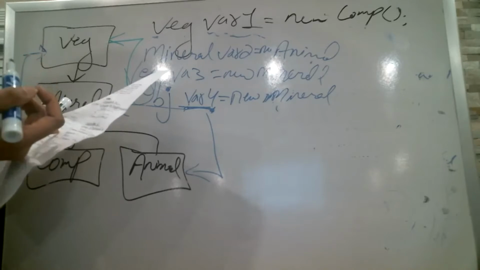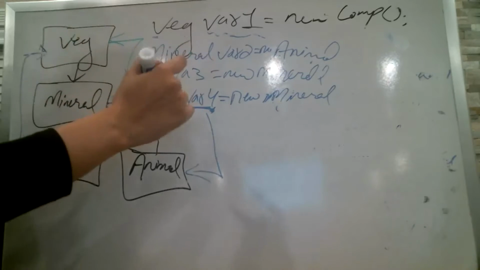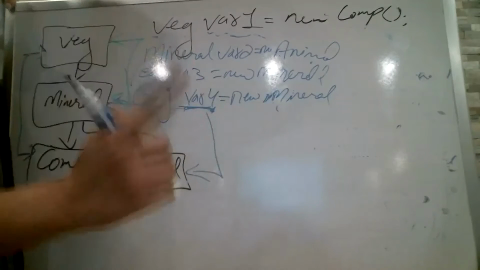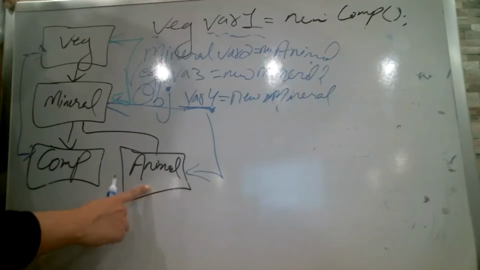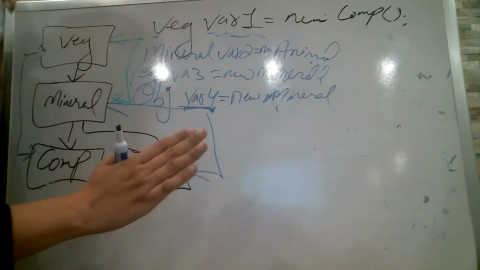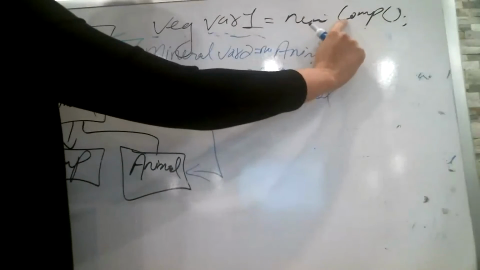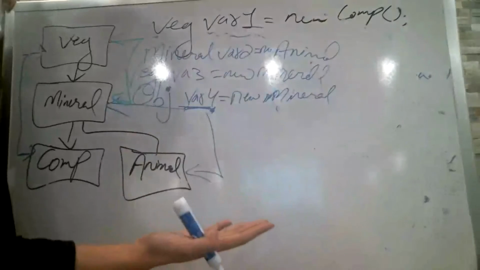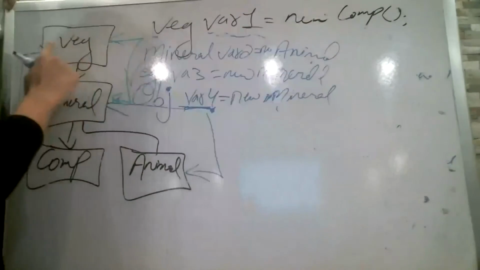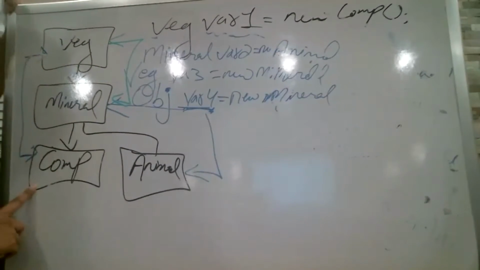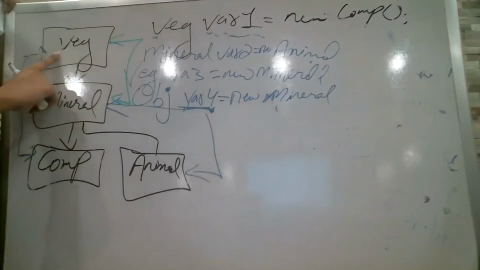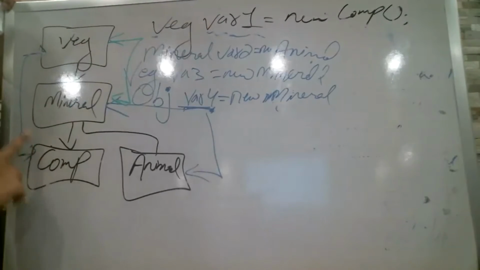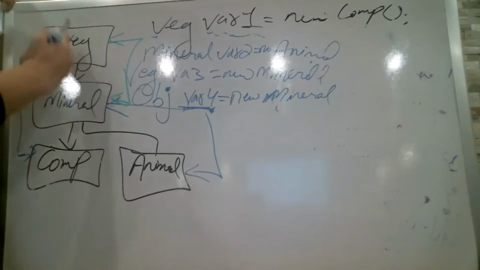You are typecasting var1 as computer. First of all, what is a valid typecasting? No sibling typecasting and not too far down the tree. What is too far down the tree will decide this: anything below this is too far. You have a scope from vegetable to computer. So you can typecast this variable as vegetable, as mineral, or as computer. This is within your scope.